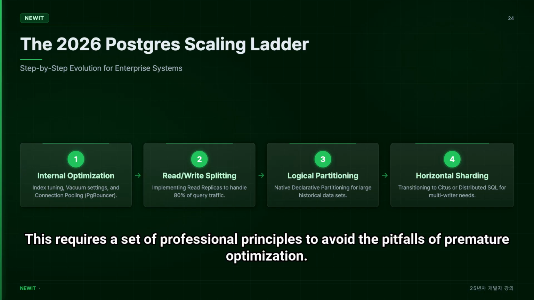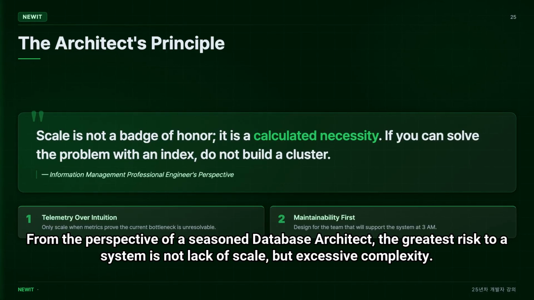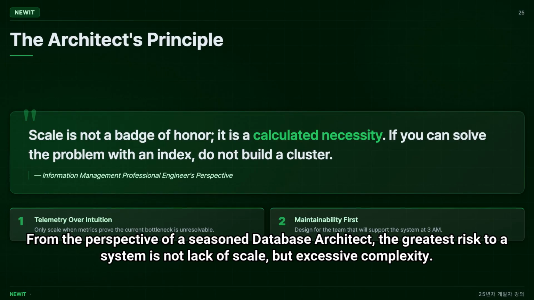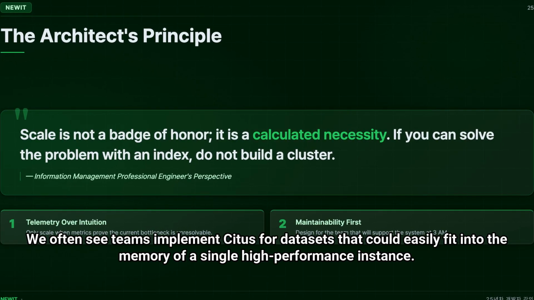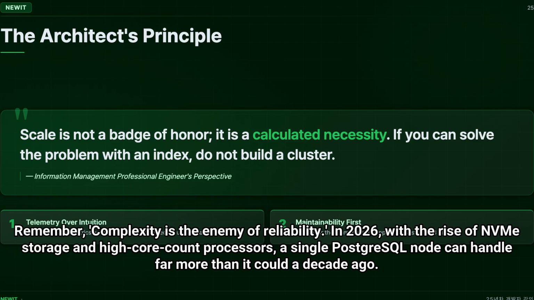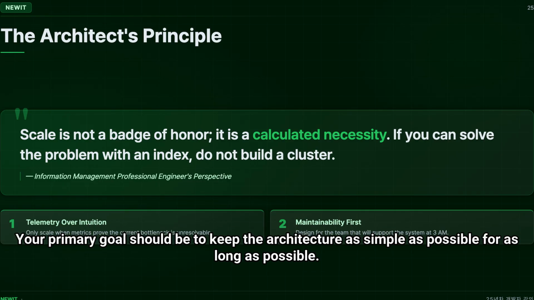This requires a set of professional principles to avoid the pitfalls of premature optimization. From the perspective of a seasoned database architect, the greatest risk to a system is not lack of scale, but excessive complexity. We often see teams implement Citus for datasets that could easily fit into the memory of a single high-performance instance. Remember, complexity is the enemy of reliability. In 2026, with the rise of NVMe storage and high core count processors, a single PostgreSQL node can handle far more than it could a decade ago.